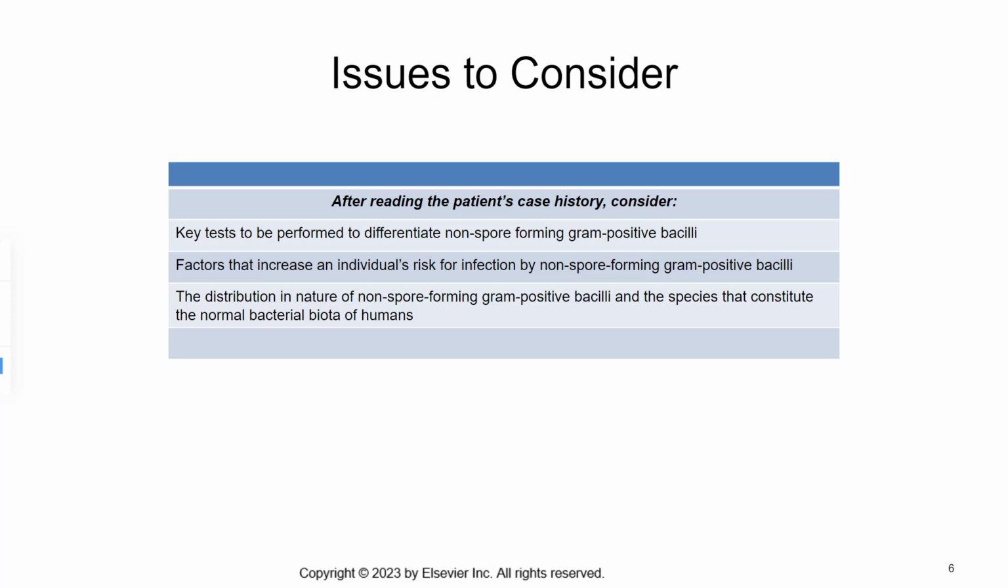After reading the patient's case history, consider key tests to be performed to differentiate non-spore forming gram-positive bacilli, factors that increase an individual's risk for infection, and the distribution in nature of non-spore forming gram-positive bacilli and species that constitute the normal bacterial biota of humans.